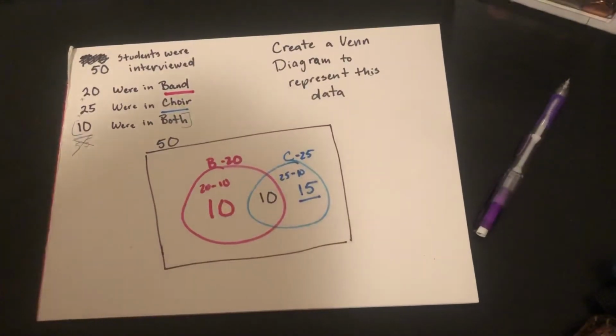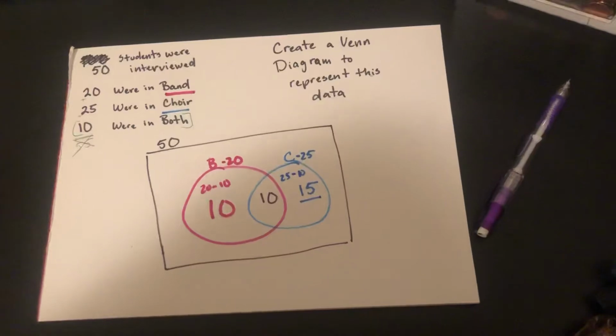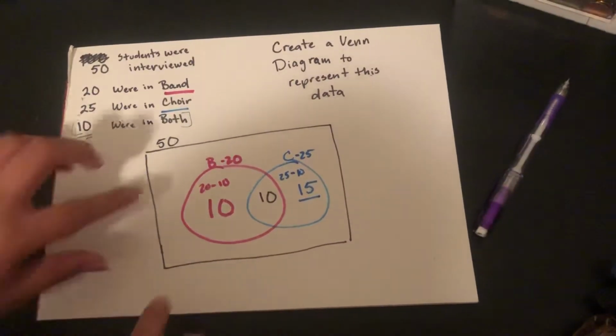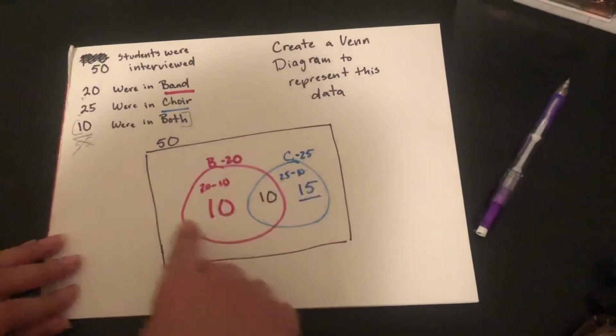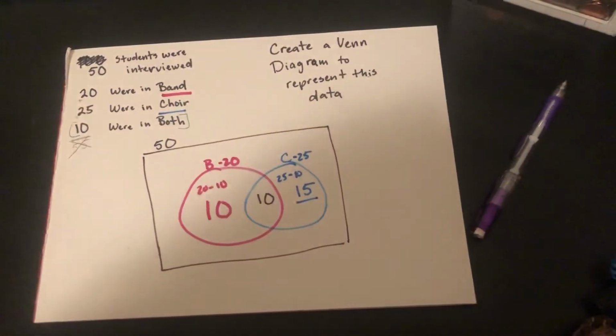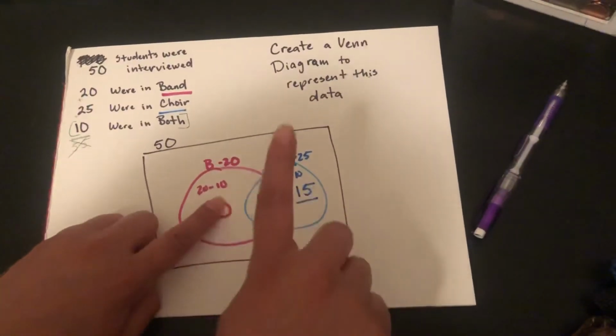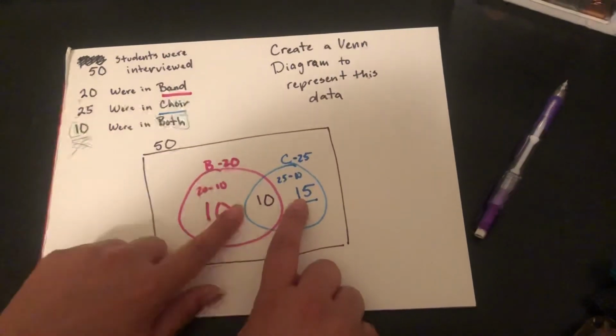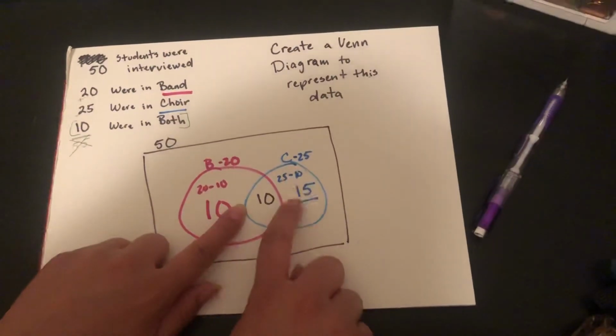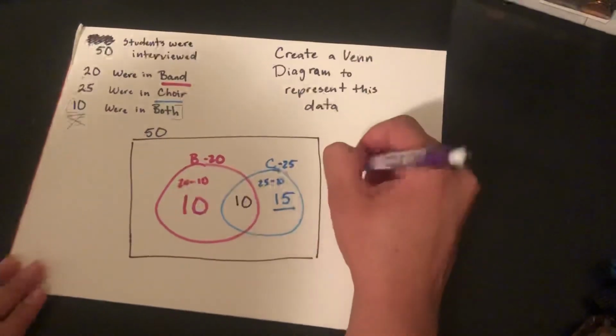All right. The only space we have left to fill out is kind of like this outside, not necessarily like no man's space. This space is the complement of B and the complement of C. So that means that they're not in band and they're not in choir, all right?